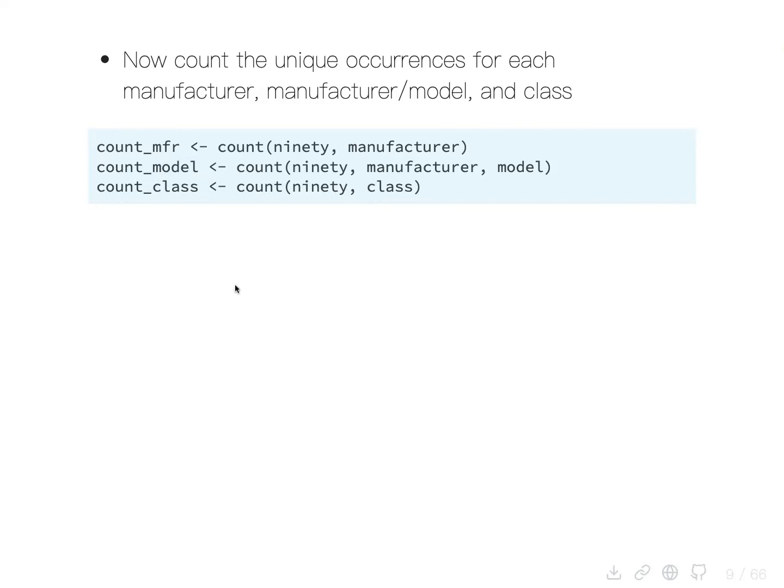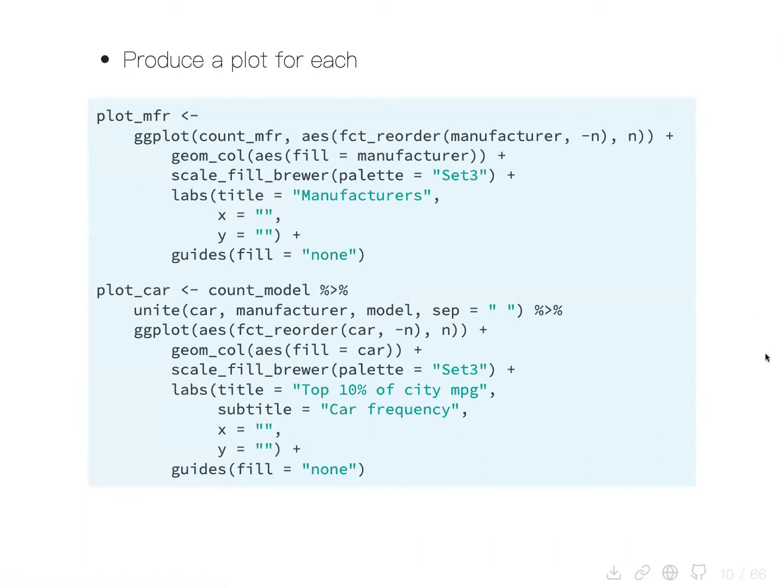So from there, I might then want to produce a plot for each of these. I'm not showing the plots now, but I will show them in just a second. I know these are count data frames, right? So I have this count MFR, so count manufacturer. I'm going to factor order the manufacturer by N, putting it in reverse, and that's going to be my x-axis. Then I'm putting N on the y-axis, doing geom col and some colors. So it's basically just a bar chart of the counts.